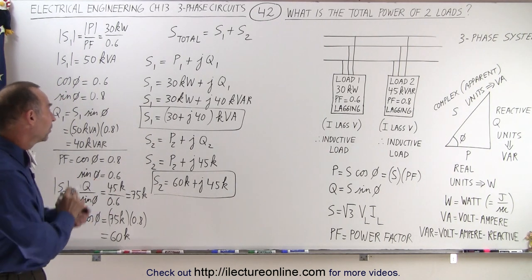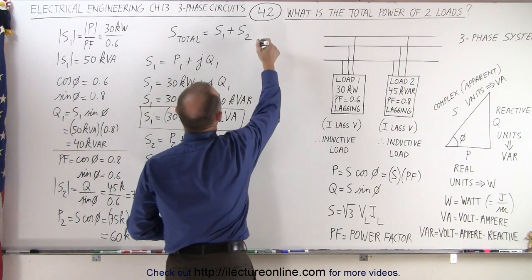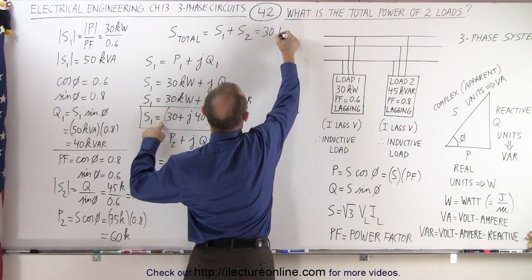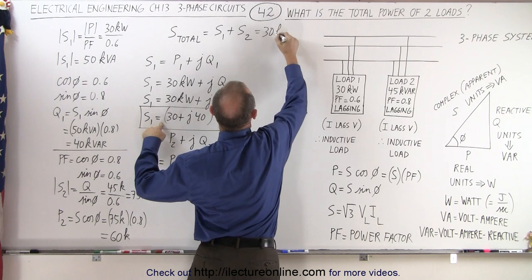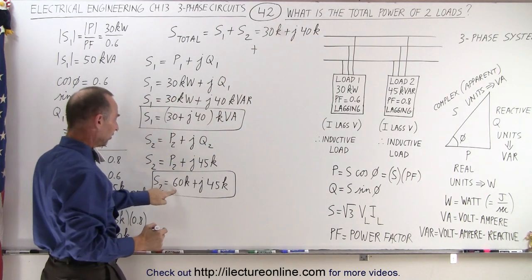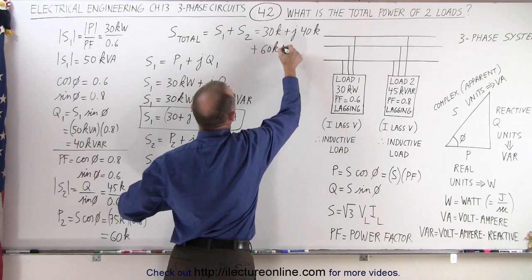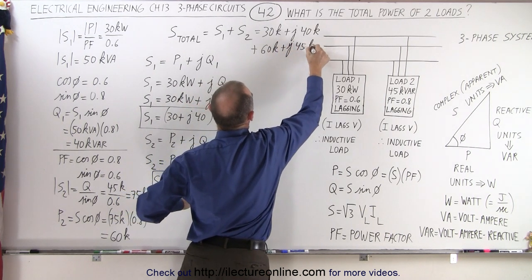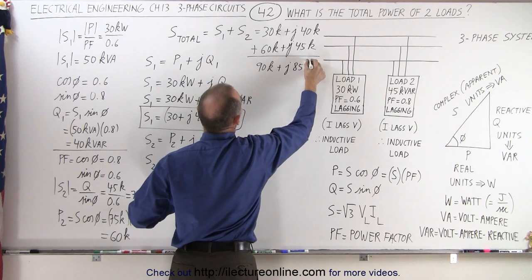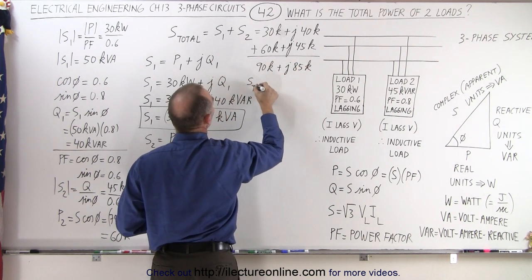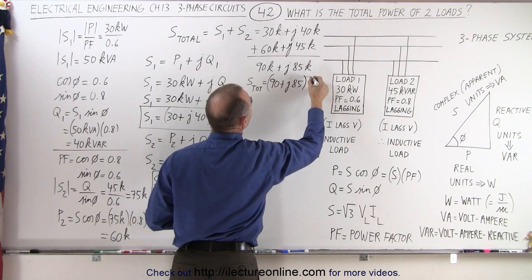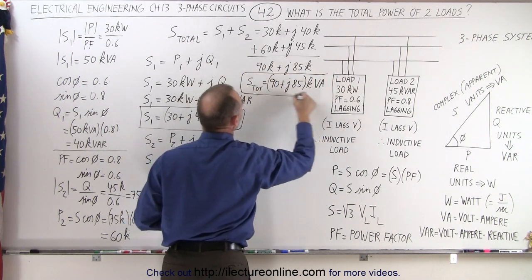Now we're ready to add both of them together, because we know that S total is the sum of the two. So this is equal to S1, which is 30K plus j40K, and we add that to S2, which is 60K plus j45K. So together, when we add them up, that would be equal to 90K plus j85K, or in proper units, S total is equal to 90 plus j85, and the units would be kVA, volt ampere. So that's S total.